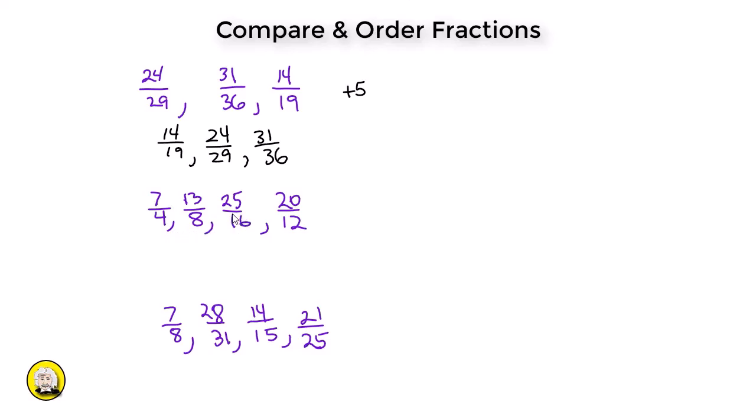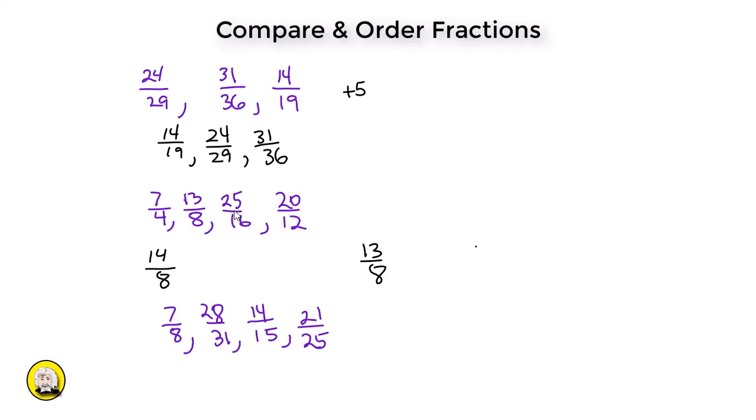7/4, 13/8, 25/16, and 20/12. Well, I notice I can begin to put common denominators here. So 7/4 really is 14/8. So I know that's greater than 13/8. So I'll put 13/8 here for a second. And I'll now compare that to 25/16, which is 4 times the denominator. So 4 times my numerator is 28/16. So I know 7/4 is greater than 25/16. Now the question is comparing 13/8 and 25/16.